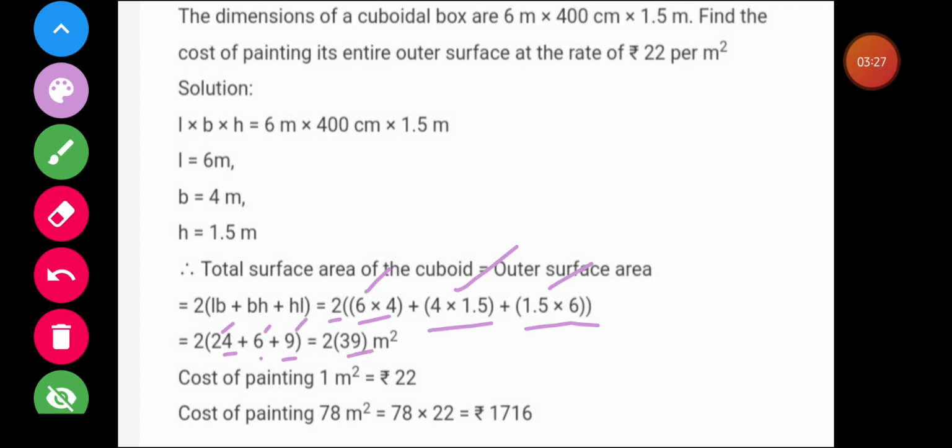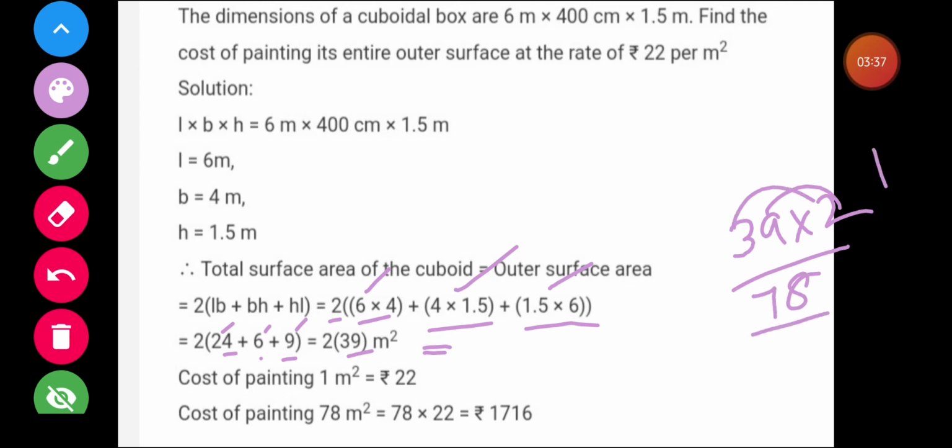Now 2 into 39 meter square, 39 into 2 we have to multiply. 9 2s are 18, remaining 1. 3 2s are 6 plus 1, 7. So the answer is 78 meter square. The cost of painting 1 meter square, they have given 22. We need to find the total cost of painting, that is for 78 meter square, which is 78 into 22. The value is 1716.